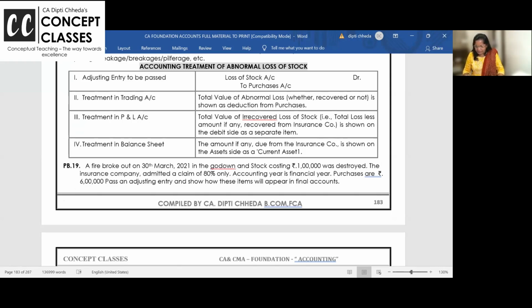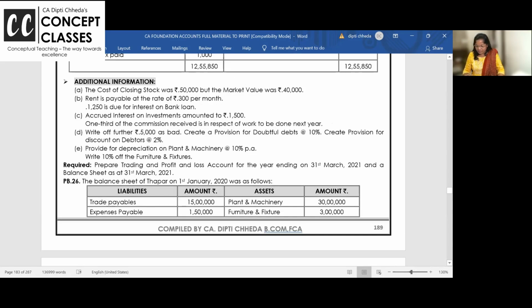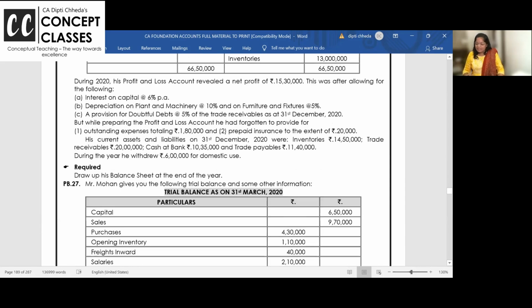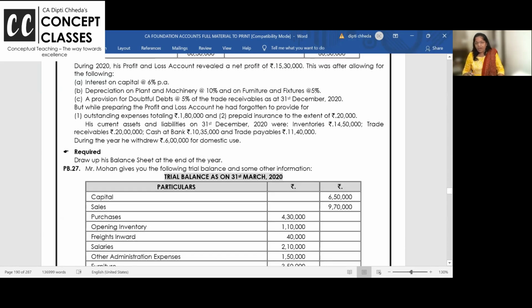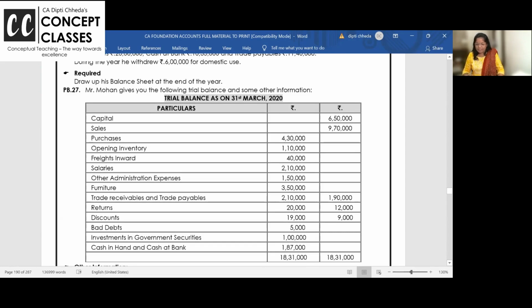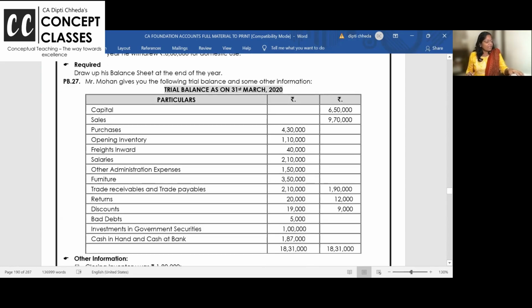We have already completed problem number 24, and I asked you to read this table at home. This is for your information. If it is given in the trial balance, what effect should I give? Otherwise, what effect should I give? The 26th problem we have done. Net profit is already given and the opening balance sheet is given. We just prepared some adjustments of outstanding and prepaid, and the closing balance sheet. So right now, let us start with the 27th question.